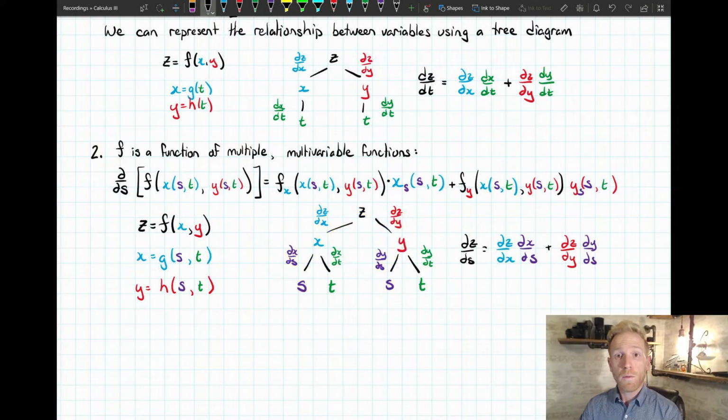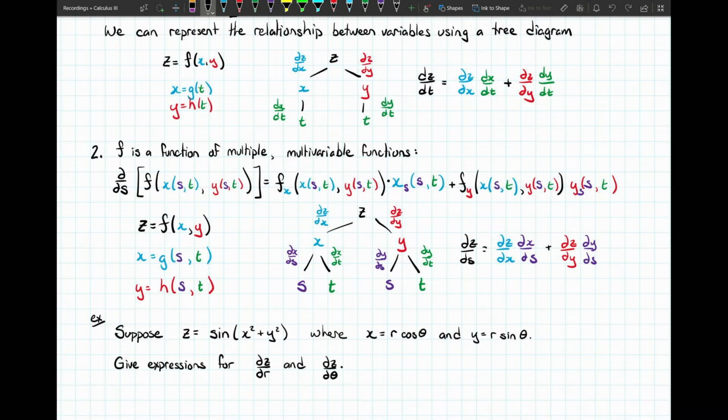Now, when in doubt, just draw a tree diagram like this. Take a look at all the different branches of dependency. One quantity being dependent on several quantities, and each of those quantities being dependent on one or more other quantities. And then you can see which branches you need to take and which rates of change need to be multiplied together and then added to find the overall rate of change of the top quantity with respect to one of the lower branches. Let's take a look at an example.